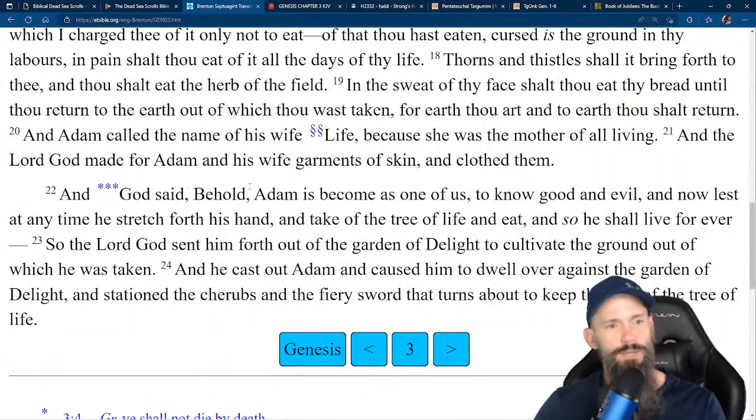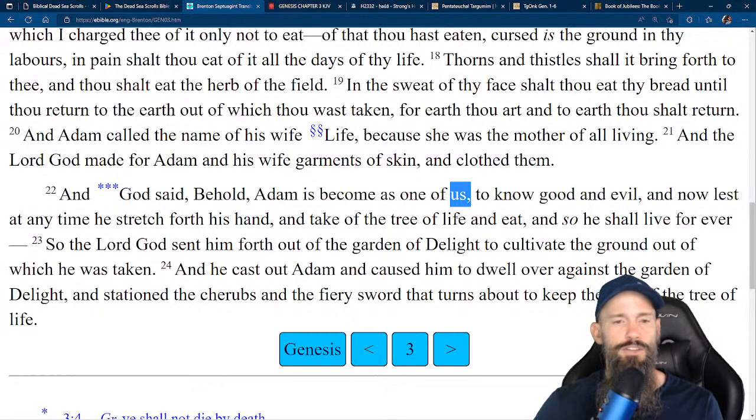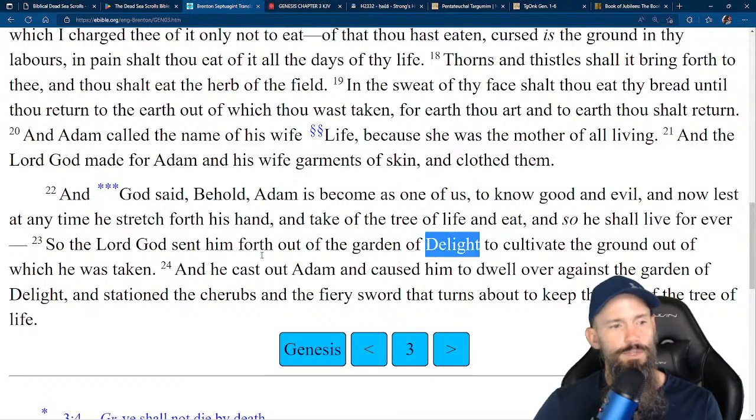And Yahuwah said, "Behold, Adam has become as one of us." There's that us again. "To know good and evil, and now lest at any time he stretch forth his hand and taketh the tree of life and eat, and so he shall live forever." So Yahuwah sent him forth out of the garden of delight, to cultivate the ground out of which he was taken. And he cast out Adam and caused him to dwell over against the garden of delight, and stationed the cherubs and the fiery sword that turns about to keep the way of the tree of life.